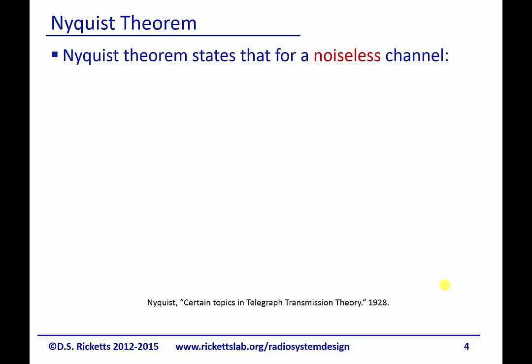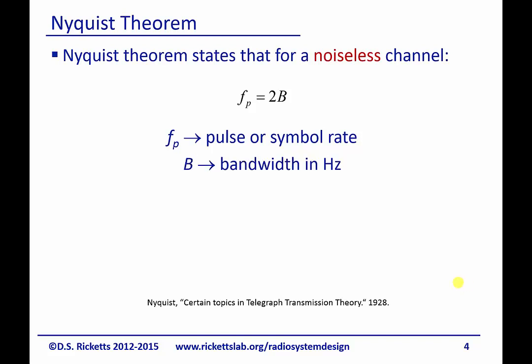So the Nyquist theorem states that for a noiseless channel, the rate at which we can send pulses is equal to twice the bandwidth. So f_p is the pulse or the symbol rate, and B is the bandwidth. Think about this. This is saying that if I have a bandwidth of 1 kilohertz, I can transmit pulses at 2 kilobits per second. And if you're wondering how we're going to do that, just remember back to this whole aspect of a Nyquist pulse taking up only half the bandwidth of its period. We're going to go into that more in just a moment.